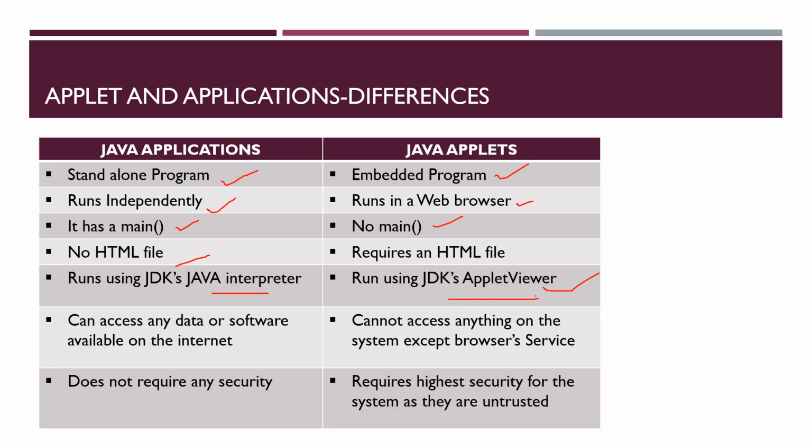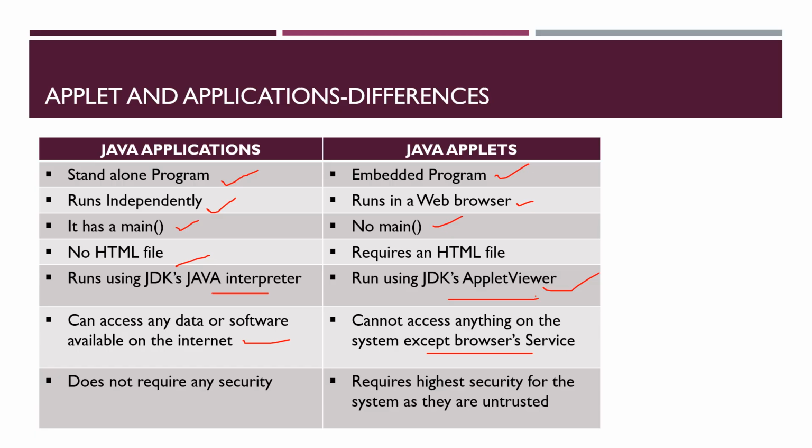In order to access system resources, a normal application can read files, connect to a database, and access the internet freely. But in the case of applets, access to system resources is restricted, and for security reasons, it cannot read local files or access certain system properties.